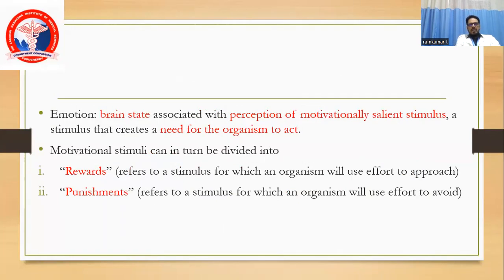Emotion. A brain state associated with perception of a motivationally salient stimulus, a stimulus that creates a need for the organism to act. Motivational stimuli can be divided into one, reward, which refers to a stimulus for which an organism will use effort to approach. Two, punishments, which refers to a stimulus for which an organism will use effort to avoid.